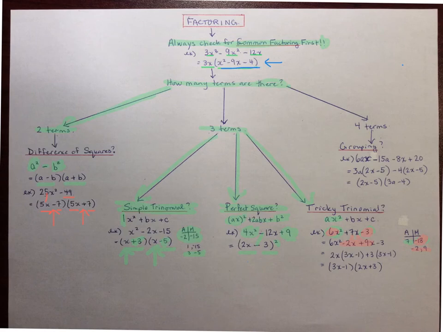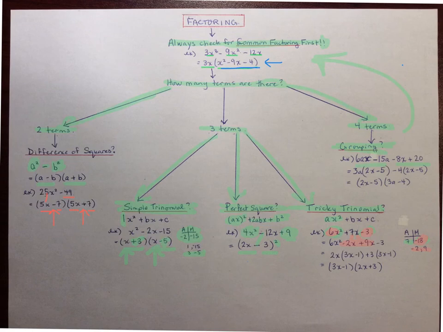And that's exactly what we do when we have 4 terms. So if we come down this path, we have 4 terms. That's when we try that grouping thing. We look for things that pairs have in common because there's nothing totally in common, since we already did the common factoring up at the top. So hopefully that all makes sense.